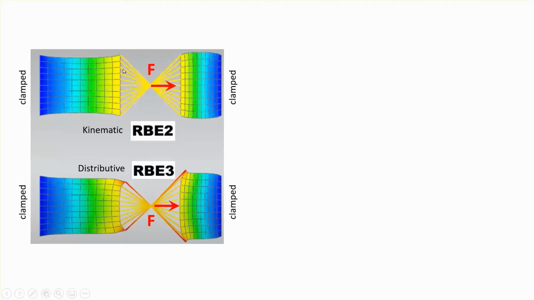But these two lines will never change size. On the other hand, in the case of RBE3, if you do the same problem, these actually change shape because these are not really rigid elements. The top one has infinite stiffness. The bottom one has no stiffness. And now if you look at these things as elements, although they're not elements, this has infinite stiffness and this has no stiffness at all.